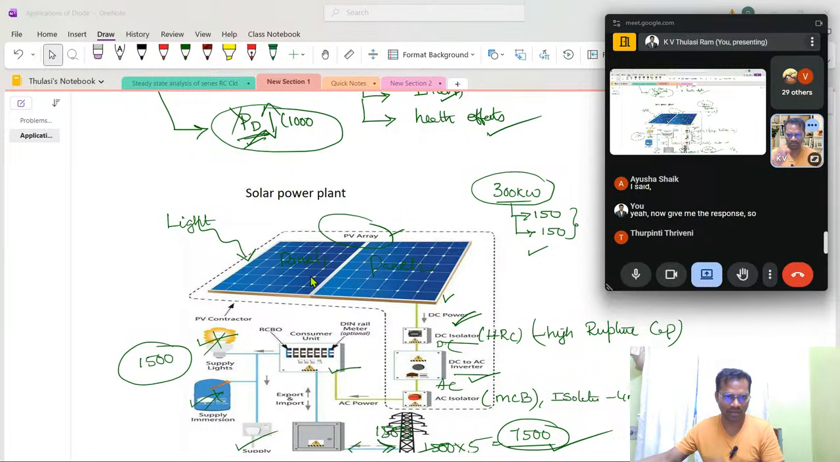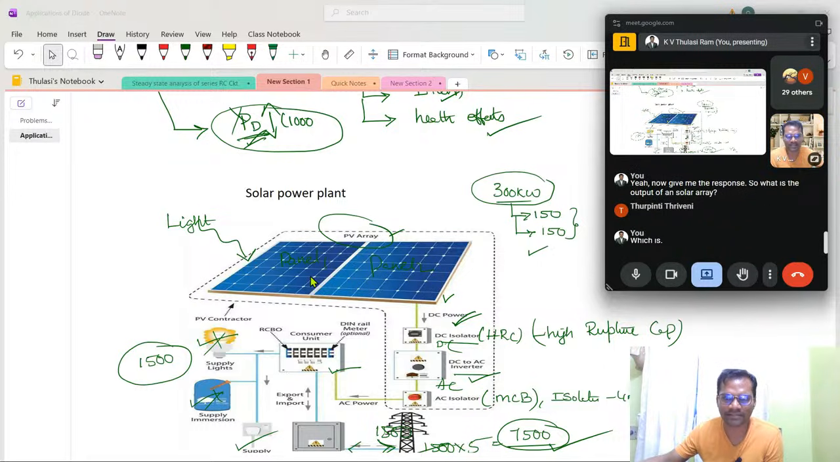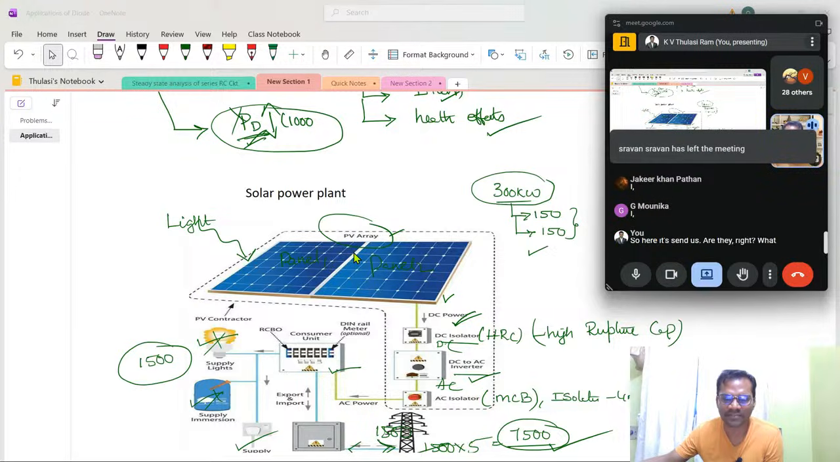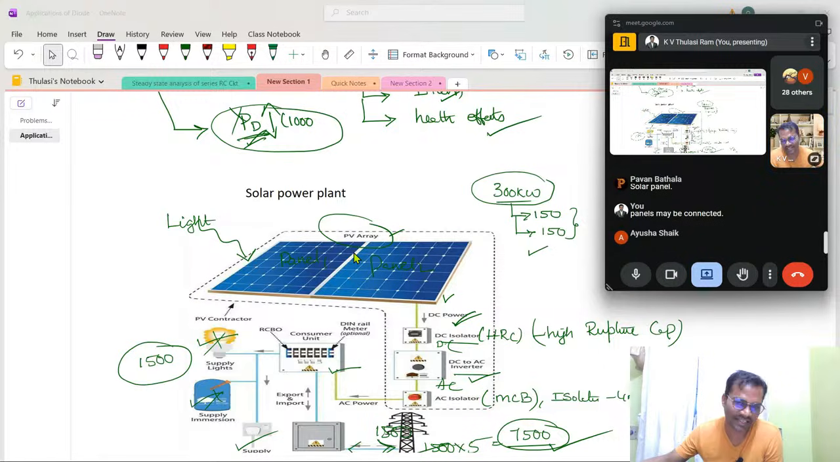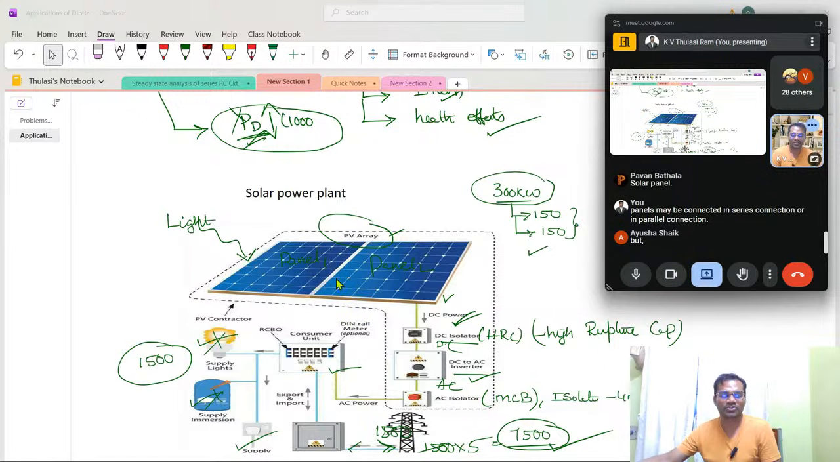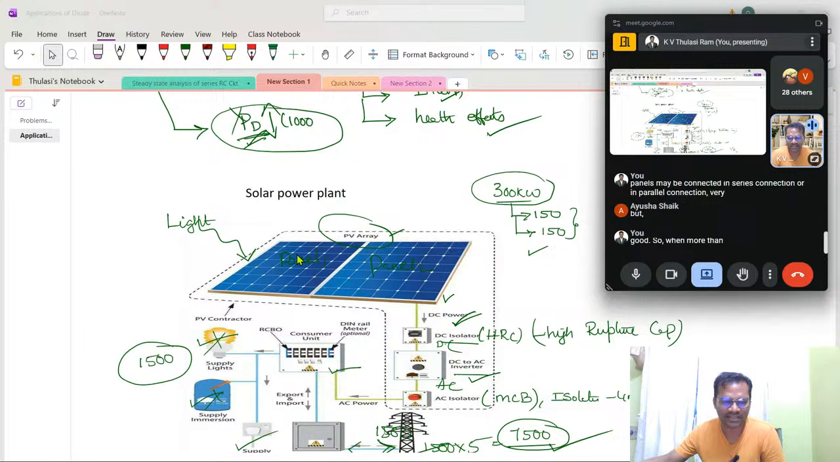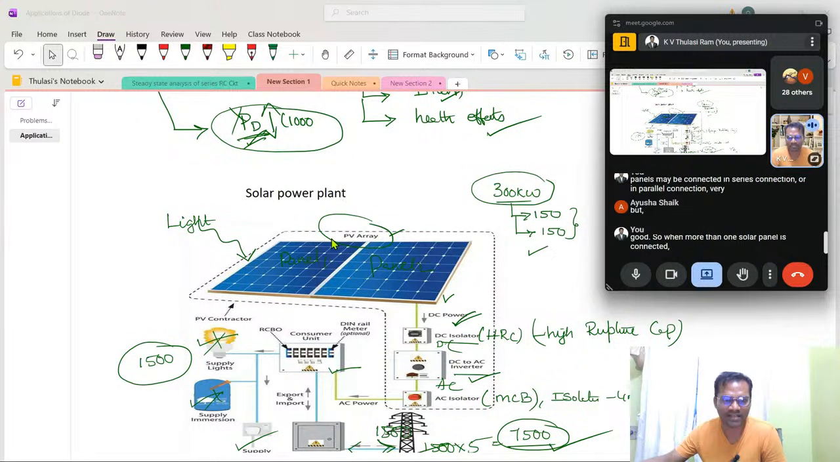What is the output of a solar array, AC supply or DC supply? DC supply. Very good. So what is meant by an array? Solar panels may be connected in series or in parallel. Very good. So when more than one solar panel is connected in series or parallel connection, it is called an array.